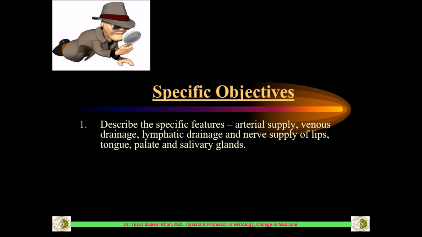This is the specific objective which we will try to cover. Describe the specific features like the arterial supply, venous drainage, lymphatic drainage, and nerve supply of the lips, the tongue, the palate, as well as the salivary gland.